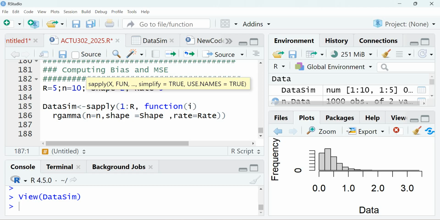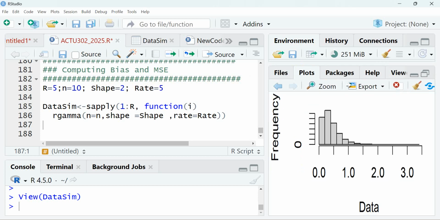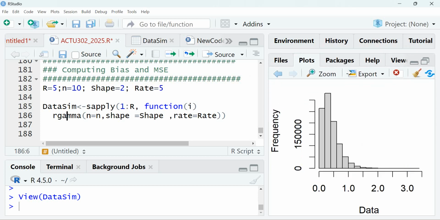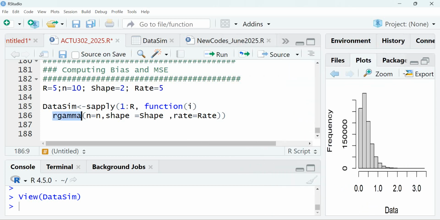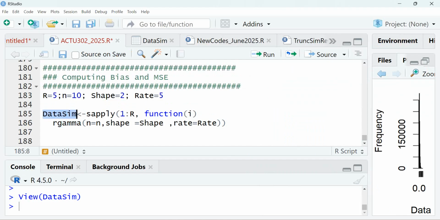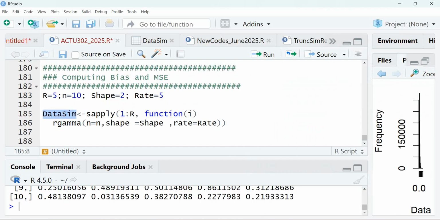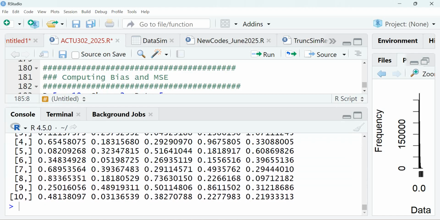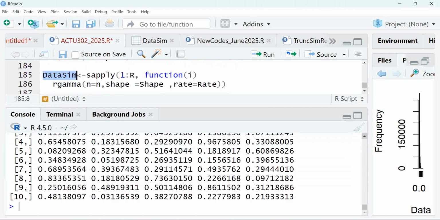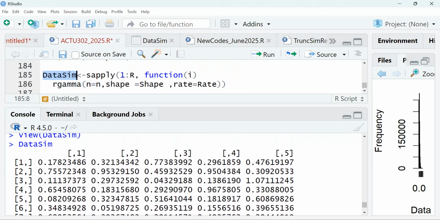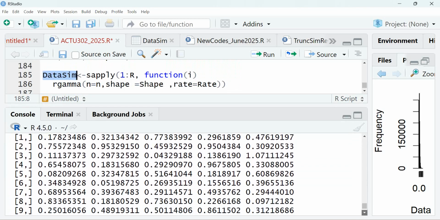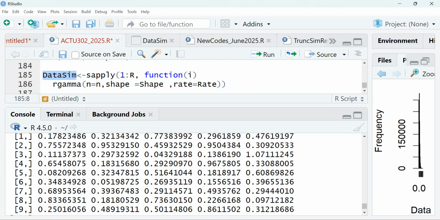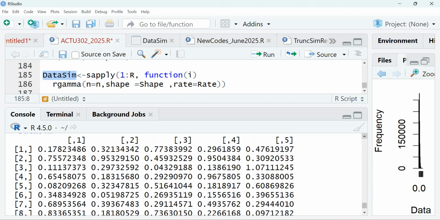Please, is everybody okay? And we can display it. So if we display this one, there it is. So these are the values. The first one is sample 1, the next one is sample 2, the next one is sample 3, and so forth. Please, is everybody okay with this? Have you been able to do it?